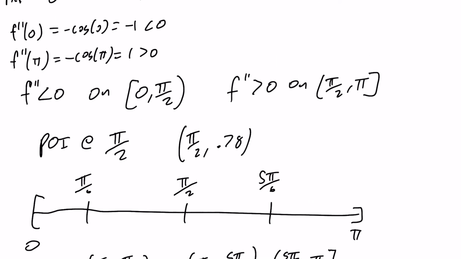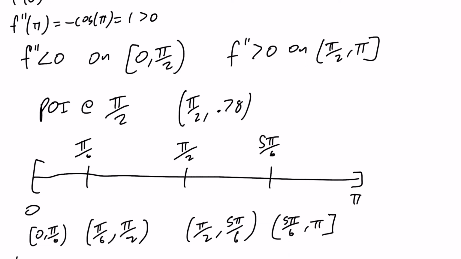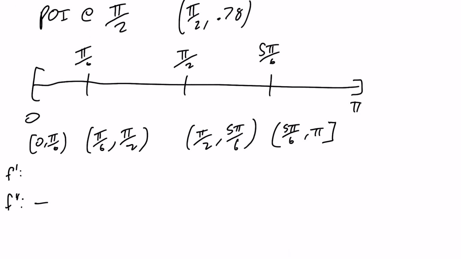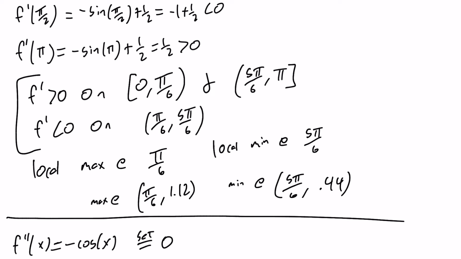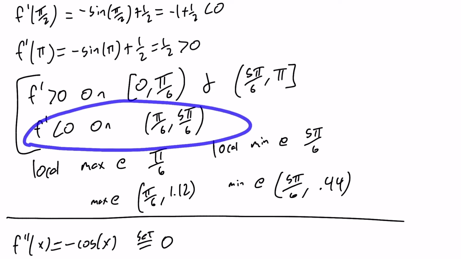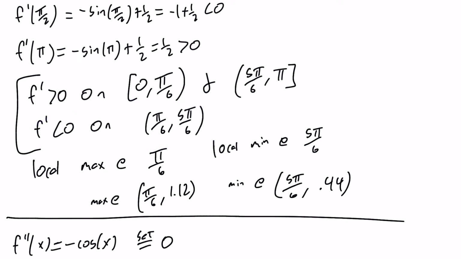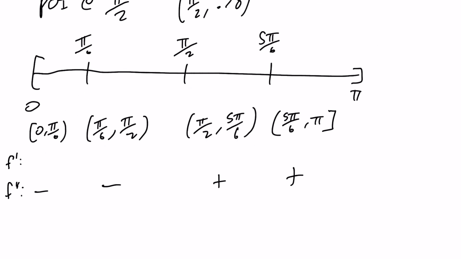Second derivative, we found that to the left of pi over 2, the second derivative is negative, and to the right of pi over 2, the second derivative is positive. So we've got something like this. And then as far as first derivative is concerned, the first derivative is negative between pi over 6 and 5 pi over 6, and positive everywhere else. So that means it looks something like positive, negative, negative, positive.